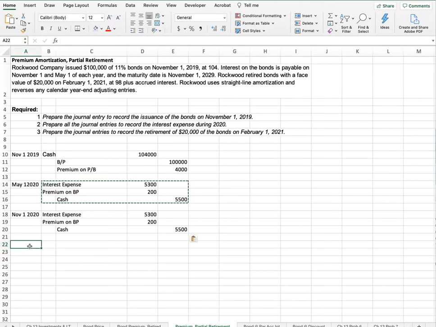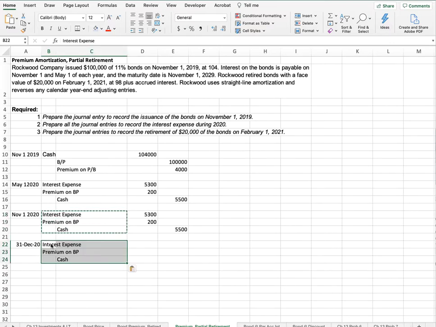And then on December 31st, now that we took care of November, we have to accrue the interest of the 2 months, so the month of November and the whole month of December. So I'll copy down our accounts, except it's not cash because we haven't paid it yet. So instead it's going to be interest payable, our liability to pay it on May 1st.